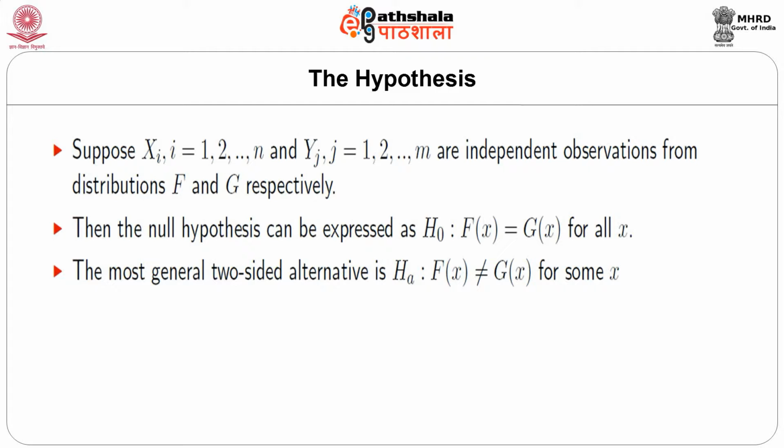Now in this module we shall discuss homogeneity hypothesis. Suppose we have observations x_i, i from 1 to m, and observations y_j, j from 1 to n, and these observations are independent from distributions F and G respectively. Then the null hypothesis can be expressed as F(x) equal to G(x) for all x. The most general two-sided alternative is F(x) not equal to G(x) for some x.